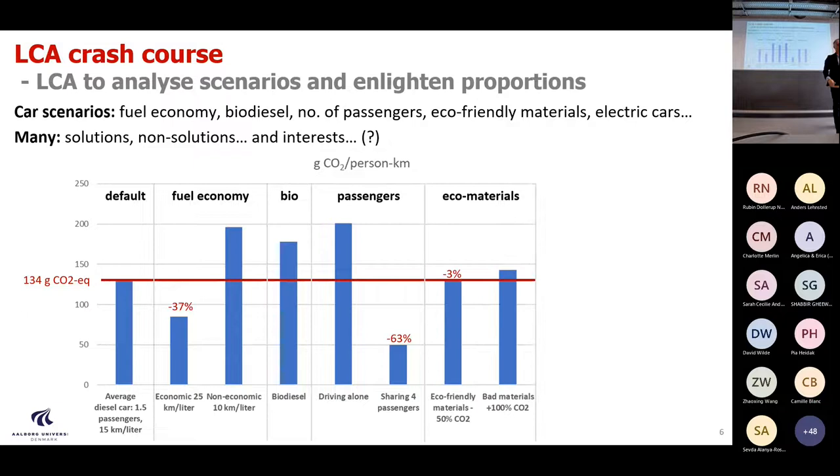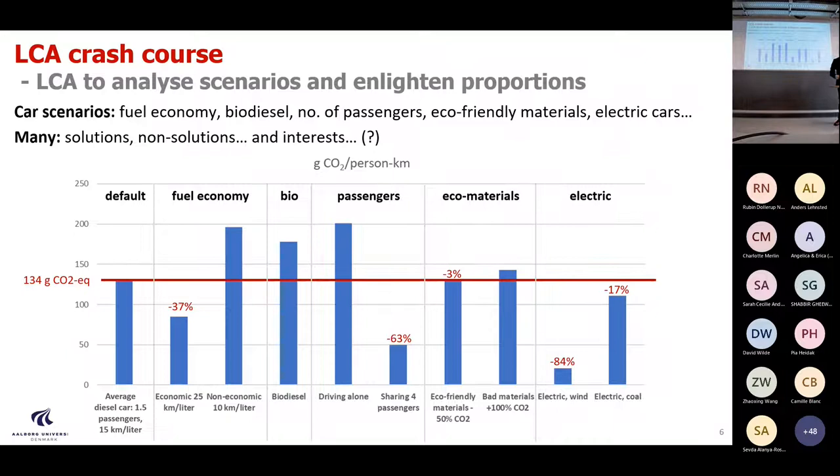That did not give a lot, or we could even try to make it out of worse materials. That was not a good idea. There's not a big difference here. And finally, we could try to make electric cars. So what you see here is that we can investigate a lot of different scenarios and pathways how to find a solution to our problems.